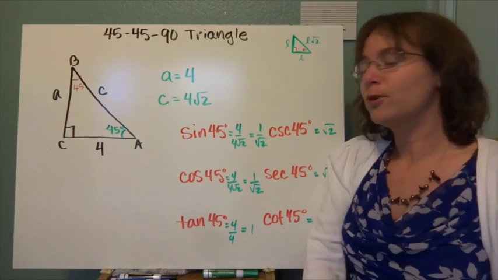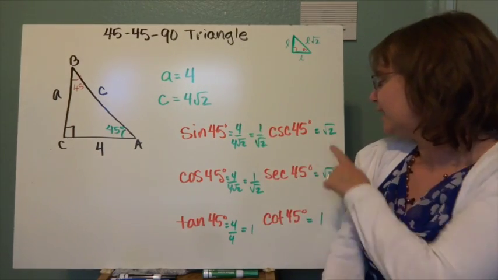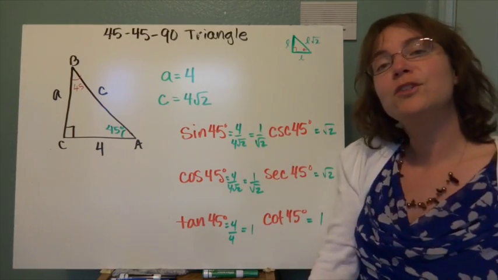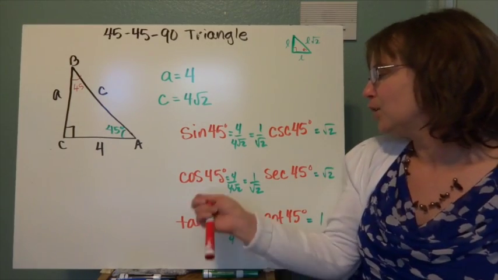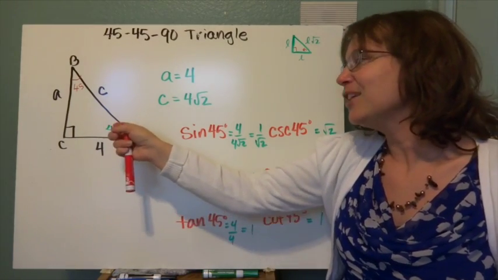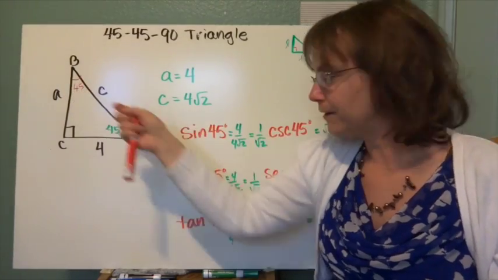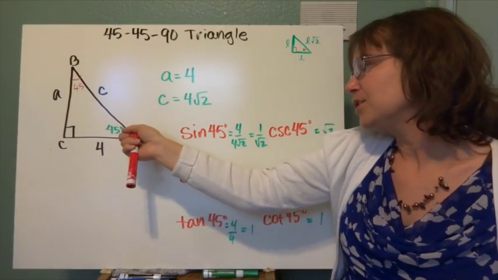The cosecant of 45 is just the reciprocal of the sine. So instead of 1 over rad 2, it's rad 2 over 1, or just rad 2. Cosine of 45, and I can actually use either this 45 or this 45. I'll get the same answer. But I'll just use this 45.